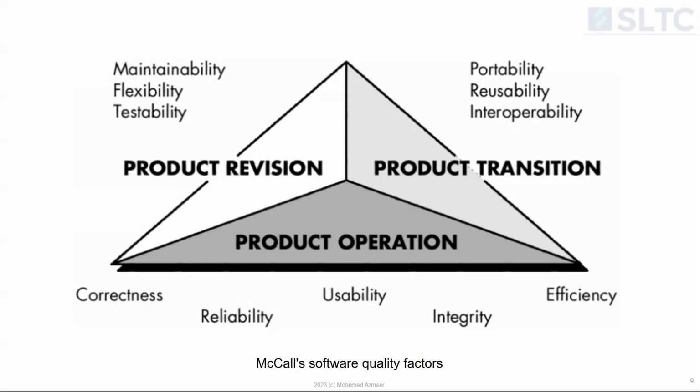And the third one is operational. So you have correctness, reliability, usability, integrity, and efficiency. The product operation is also very, very important. We can't say one is more important than the other. They are all equally important. And like I said, this is one way to compare the qualityness of the product. Remember our first question, is this software a good quality one? Now, to answer that question, we can use McCall software quality factors.